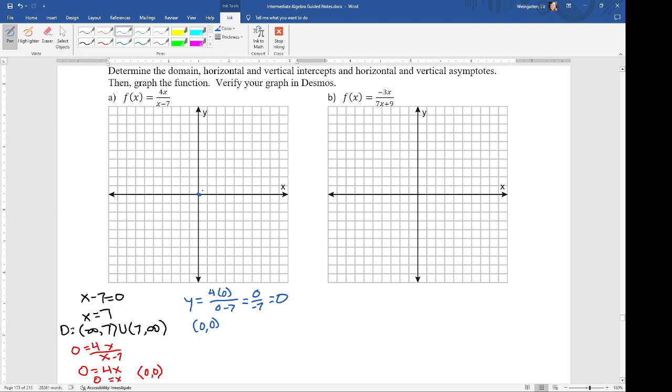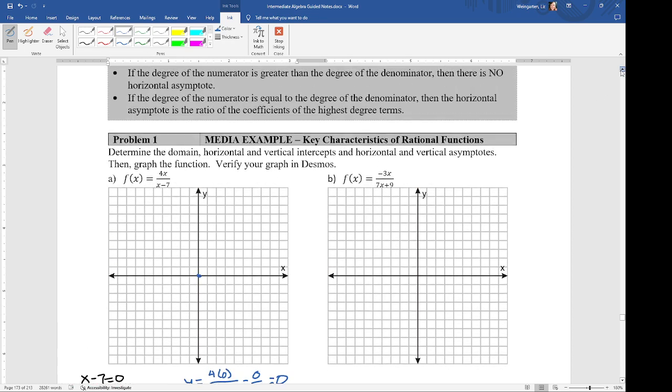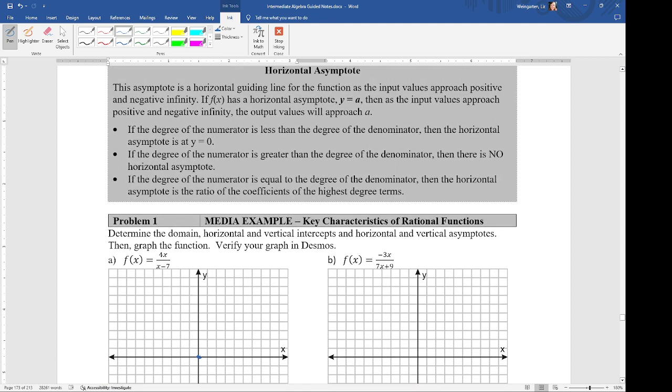Now some new terminology, the horizontal and vertical asymptotes. There are some rules about the horizontal asymptote. I'm going to scroll up so you can look at them, right above problem 1. So we're looking at the end behavior of the graph. What happens as x approaches infinity? What happens as x approaches negative infinity? And there are some trends that you'll see. If the degree of the numerator, the top, is less than the degree of the denominator, the horizontal asymptote is at y equals 0. So if we had an x squared on the bottom and an x on the top, our horizontal asymptote would be at y equals 0.